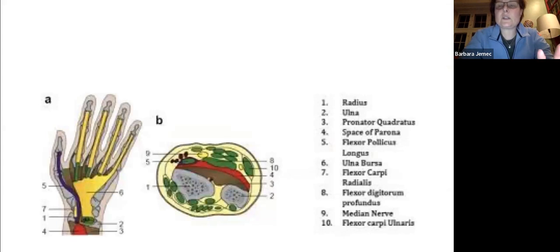Now, we also need to talk a little bit about deeper spaces. Let's concentrate on the B drawing first. The gray bits are the bones. The brown bit, I apologize, is the pronator quadratus. The red bit is the space of Parona, which you can also see on the A drawing, which is very proximal on the wrist. All the green blobs are tendons and the yellow ones are nerves.